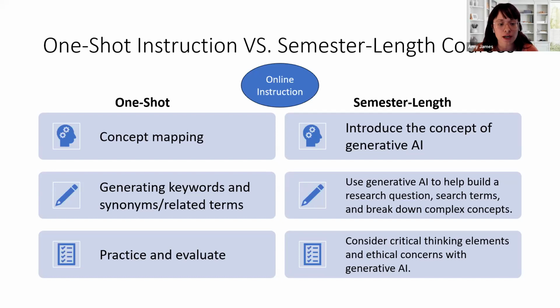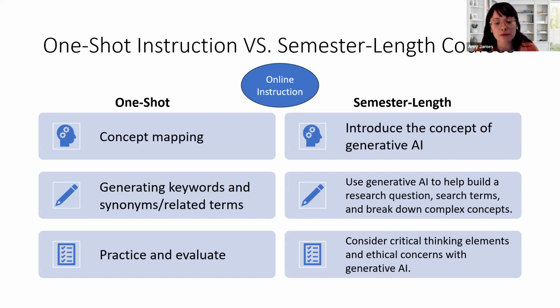But even with a one-shot, as we talked about in our article, there are many different ways that you can incorporate and introduce the concept of generative AI. Even something as simple as having ChatGPT help students to refine their research question, to concept map, to help them with generating keywords, synonyms, and related terms, or having ChatGPT look for articles and citations. Sometimes they are not always correct. So having students evaluate those can be a really useful strategy.